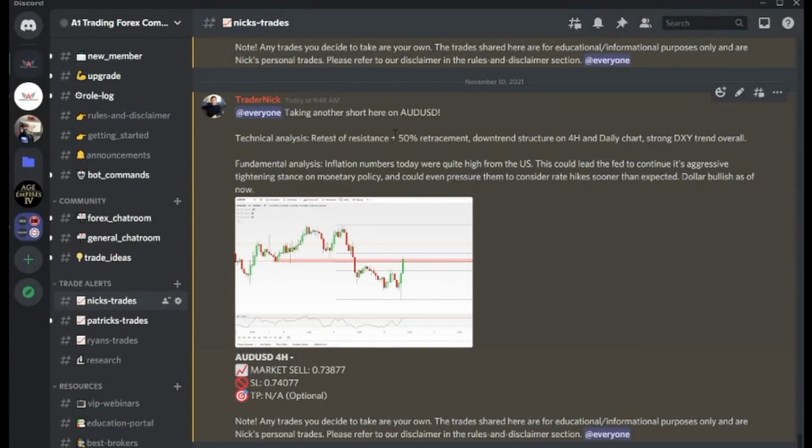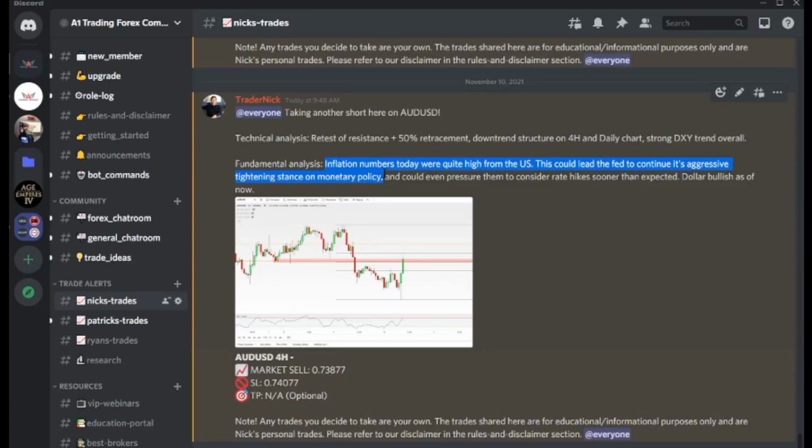So I said retest of a resistance level, the 50% retracement, a downtrend structure on the 4-hour and daily chart, and a strong overall US dollar right now. Fundamental analysis: inflation numbers came out this morning, which were quite high from the US, which initially caused some volatility. My idea is that this could lead to the Fed continuing its aggressive tightening stance on monetary policy to combat that high inflation figure, right? So that could cause some dollar strength overall. That's my idea, at least.